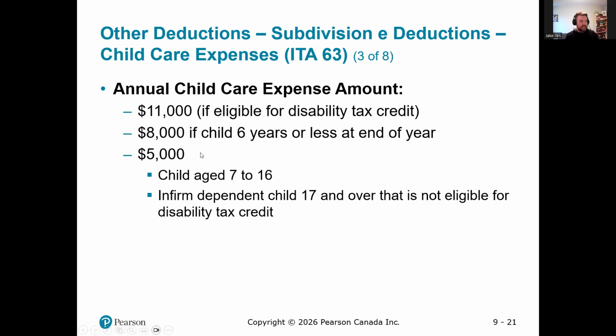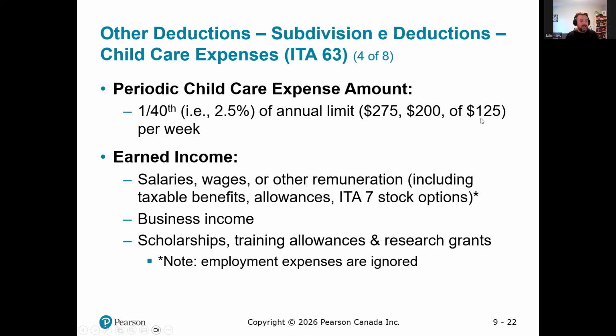So 11,000, 8,000, or 5,000. So if my child is in camp all the time and I'm spending $125 per week, I'll hit that maximum in 40 weeks. I mentioned that these deductions apply against earned income. So earned income needs to be salaries, wages, other remunerations, business income, or scholarships, training allowance, or research grants. So that needs to be either pursuant to work, business, or education.